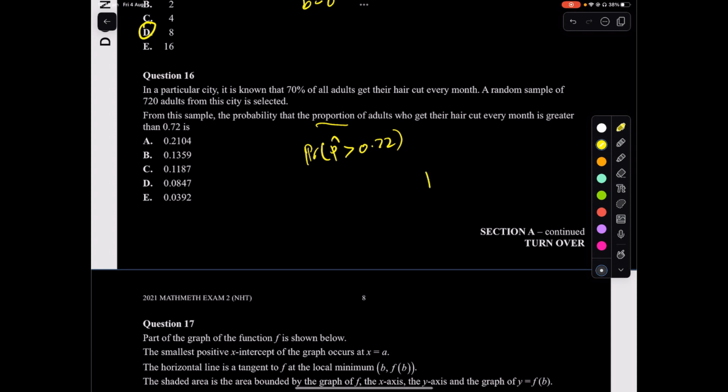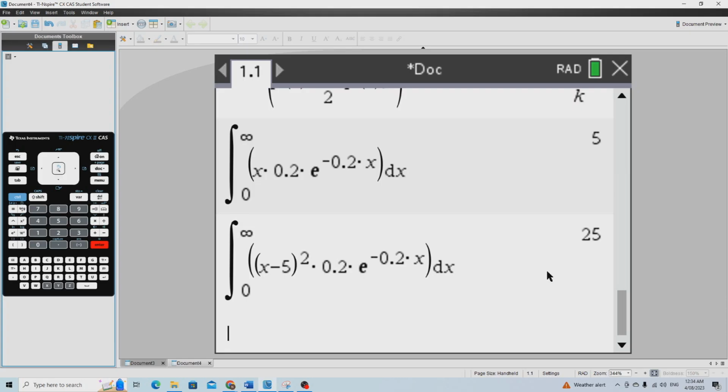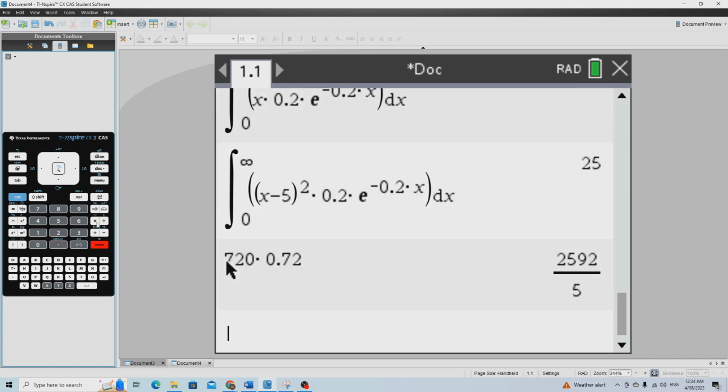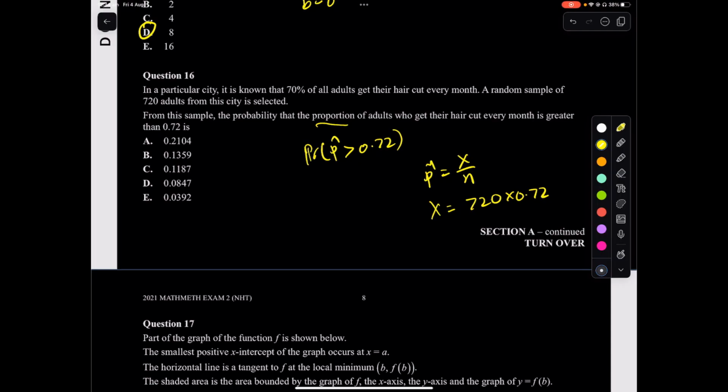Alright, so we know that p-hat is equal to x over n. So it means that to find x, 720 times 0.72. So on a calculator, 720 times 0.72, we get 518.4. So x is 518.4. So you can rewrite it as x is greater than 518.4, and that is easy.